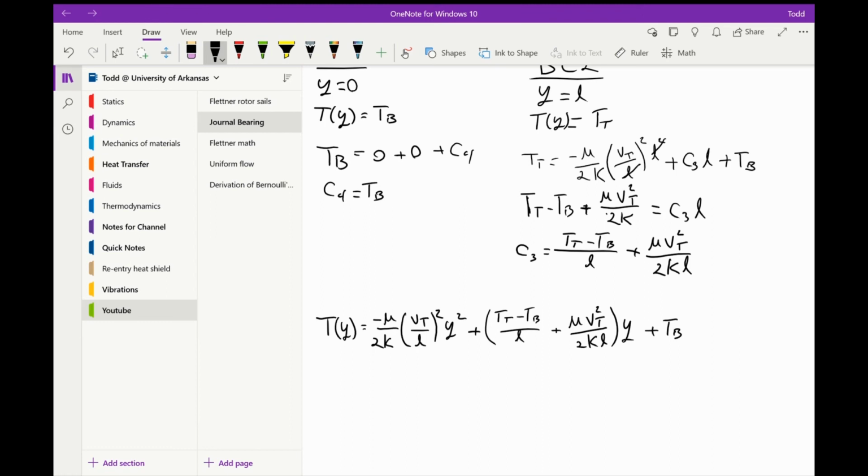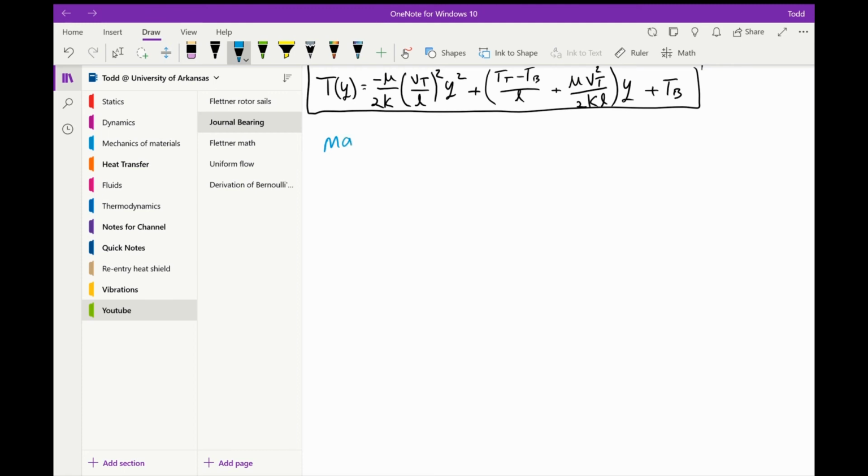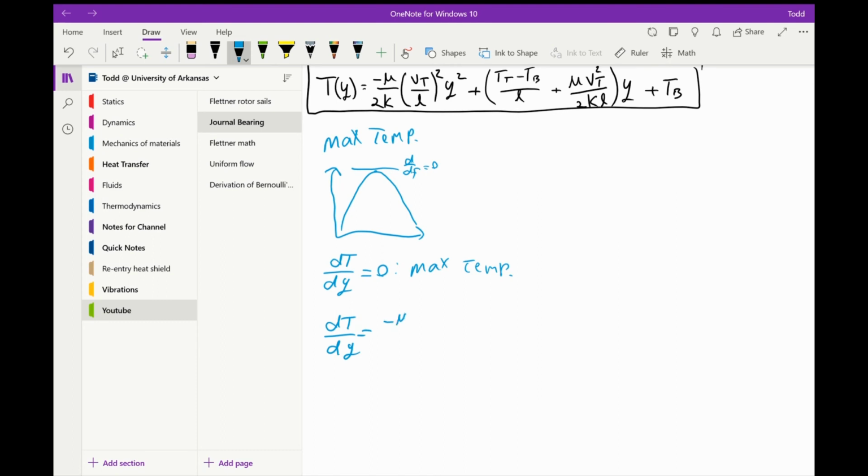Now that we have the temperature profile, we can find the location of the max temperature. Remembering your calculus days, when you take a derivative and you get 0, you know that is either a max or a min on that function. In this problem, we know that this is a parabola. When we get a derivative of 0, that is the max temperature. So we know that dT with respect to y is equal to 0.